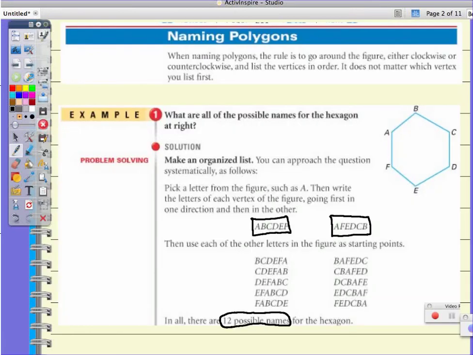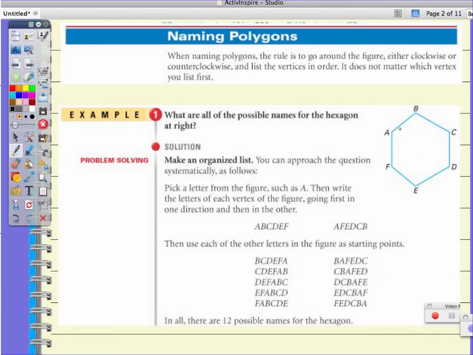So naming polygons. How do we name a polygon? Well, when we name a polygon, the rule is to basically go around the figure, and you can either go clockwise or you can go counterclockwise, and list the vertices as they come in order. It doesn't matter which vertex you start with first. Typically, you're going to see starting with the first letter of the alphabet, and in this figure, that first letter happens to be A. So we are actually going to talk about all of the possible names for this hexagon. Hexagon having 6 sides, and of course, meaning that it has 6 vertices.